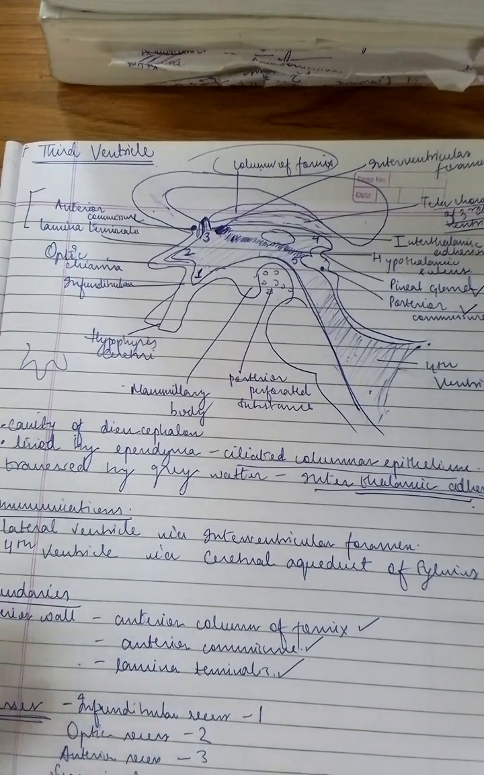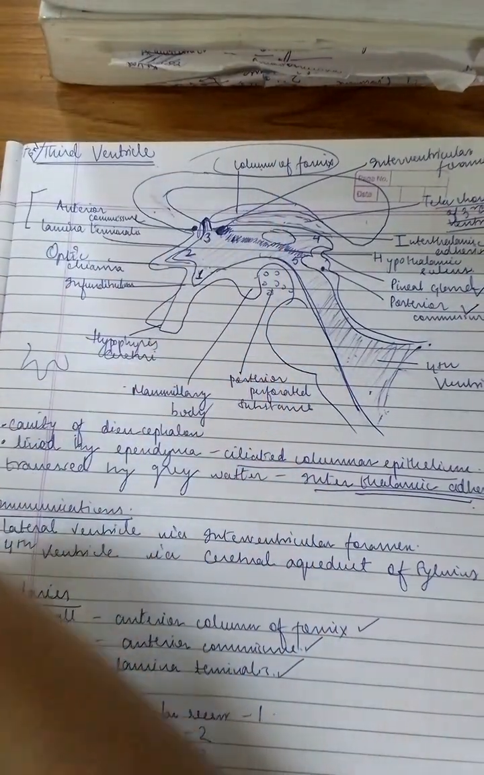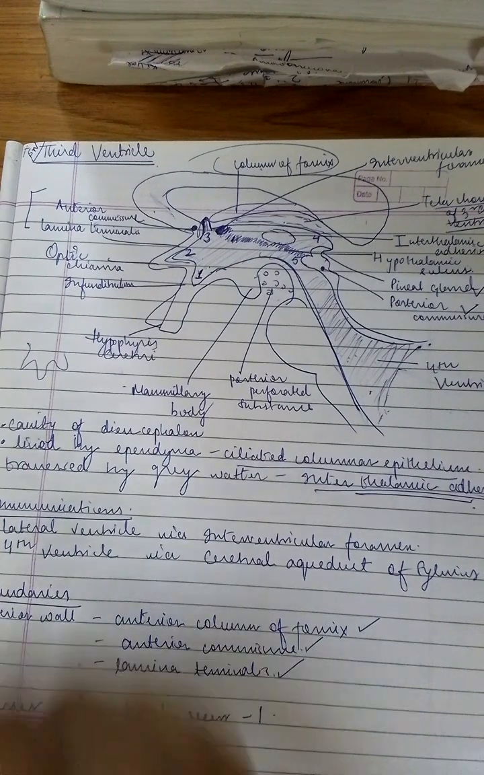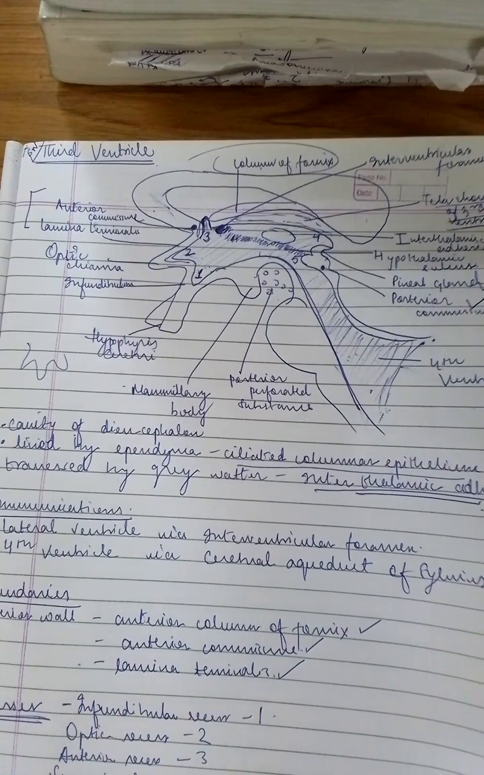So there are five recesses, and you need to write all these things if you want. Otherwise you can enumerate and simply write: towards the infundibulum, optic recess, anterior recess to the anterior column of fornix, suprapineal recess lies above the pineal gland, and pineal recess towards the pineal gland, like that. You can write certain points, and then you can fill up your answer sheet. So this is going to be asked as a short note, never as a short essay. This is too short for that, but maybe, I don't know, because it is a ventricle, we don't know. So that's it. Thank you.